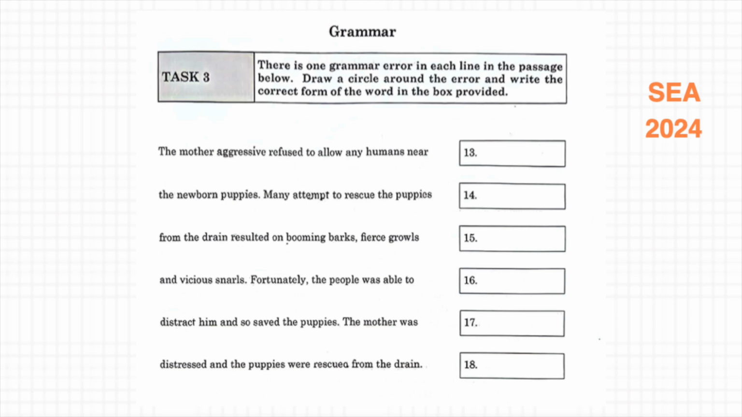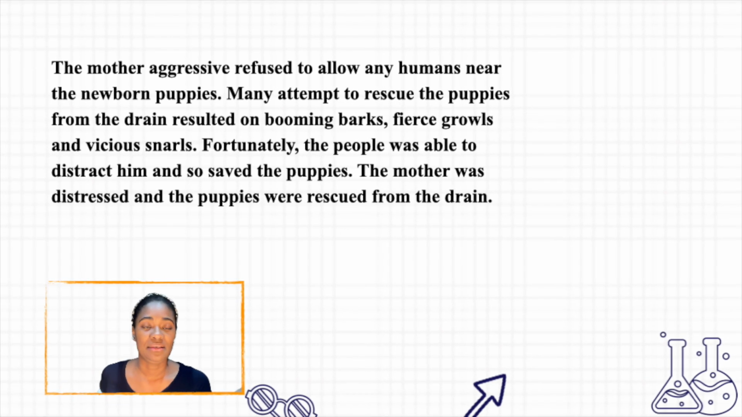Here we go with task 3 of the S.E.A 2024 paper, and we're going to look at the grammar section next. The instructions say that there is one grammar error in each line in the passage below. Draw a circle around the error and write the correct form of the word in the box provided. So again, our tip and the main thing we have to do when we explore tasks 1, 2, and 3, because we're looking for errors within lines, we have to read from the beginning all the way down to the end of the passage. So here we go.